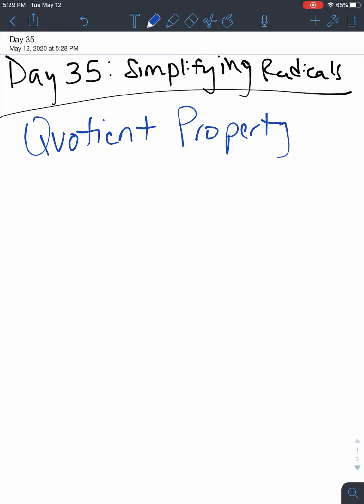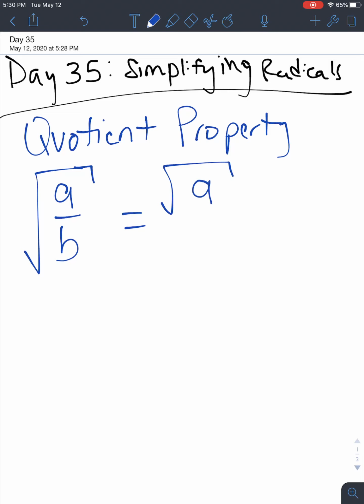So remember that the product property said if you have two things that are being multiplied underneath one square root, you can split it into two square roots. Well, you can do the same thing when you're dividing. So if you have the square root of a divided by b, right? So a and b are being divided under one square root. You can split that into the square root of a divided by the square root of b, right?